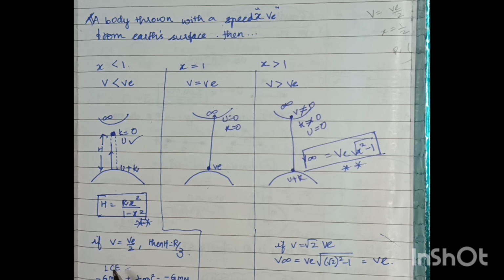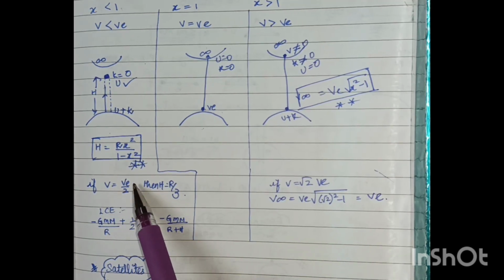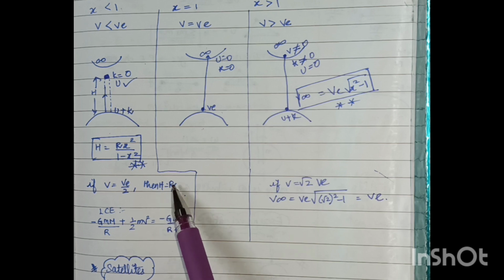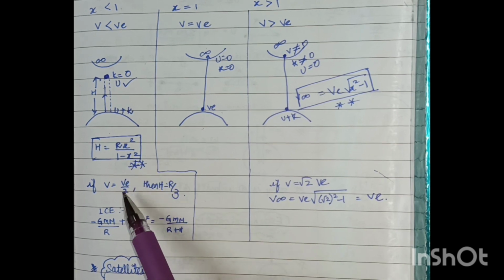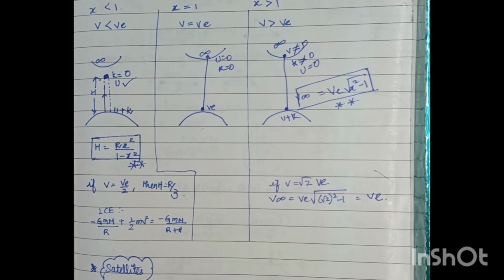So I have given an example also. If v equals Ve by 2, then h will be R by 3. So you can substitute 1 by 2 in this formula and you can get this. Please try to get this one.